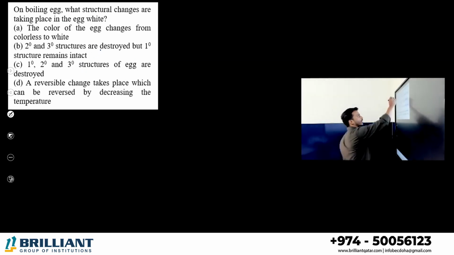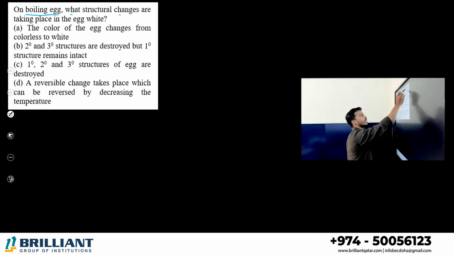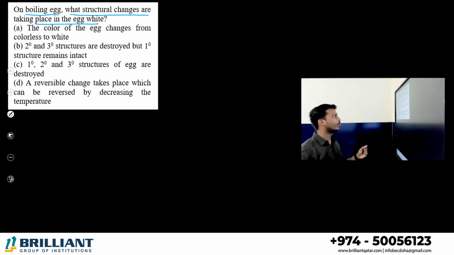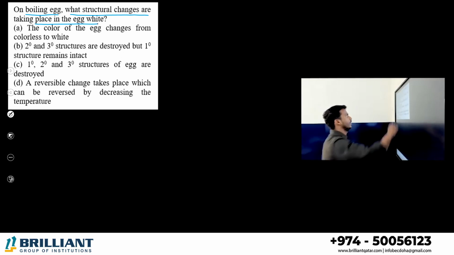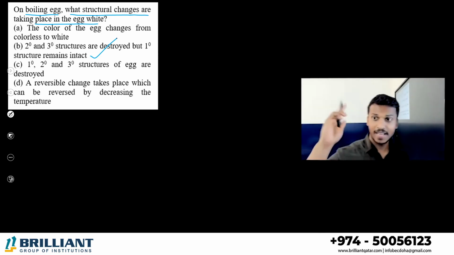Boiling an egg and curdling of milk are examples of denaturation. What structural changes are taking place in the egg white? Not the color, the structure. Secondary and tertiary structure are destroyed, but primary structure remains intact. Correct. On boiling an egg, the secondary structure is completely disturbed and the primary structure remains the same.